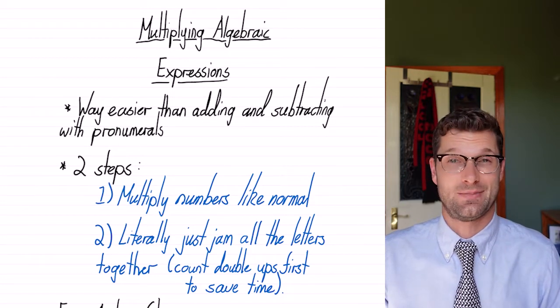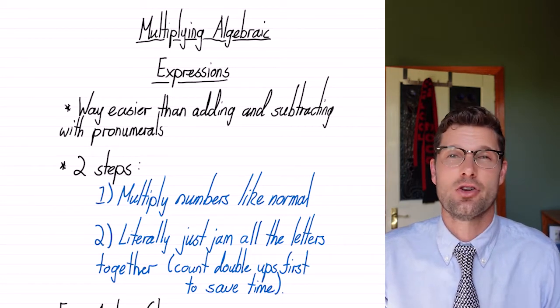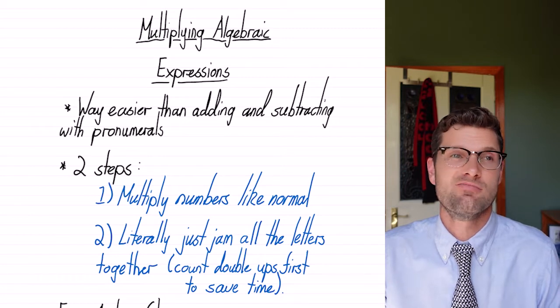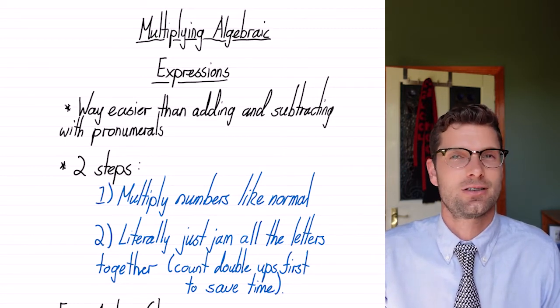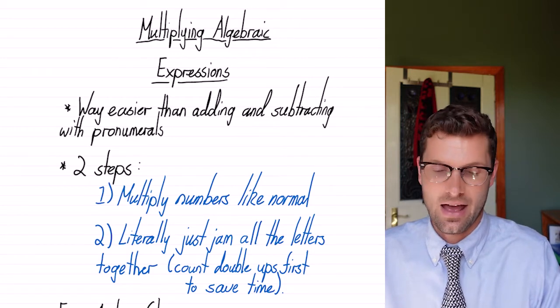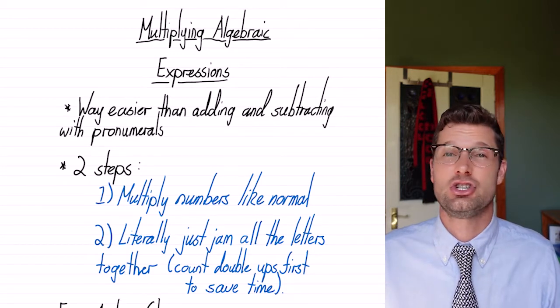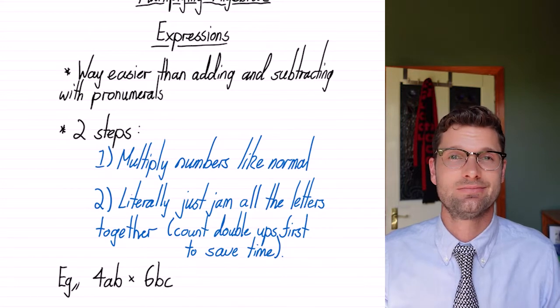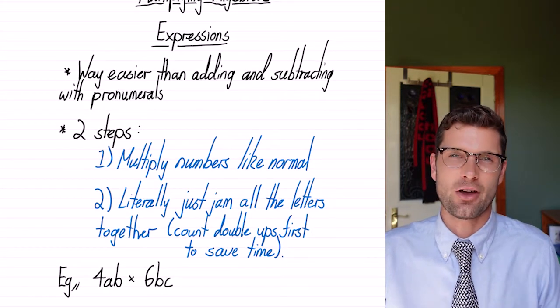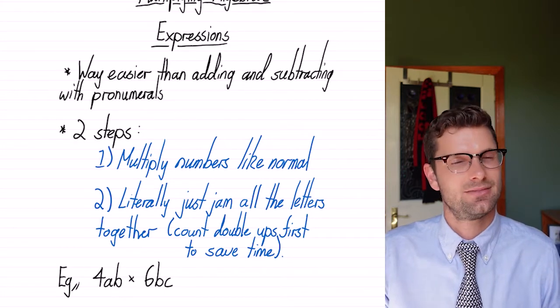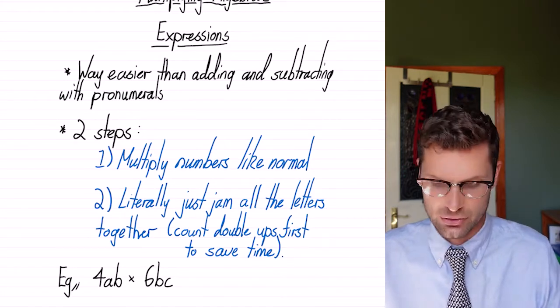There's only two steps. The first step is multiply the numbers like you normally would. If you can use your calculator, great. If not, it's a good opportunity to practice your times tables. Then we literally just jam all the letters together and count up any double ups, okay? If we count those up at the start, we're going to save a bit of time, but you're going to see that it's pretty cruisy.